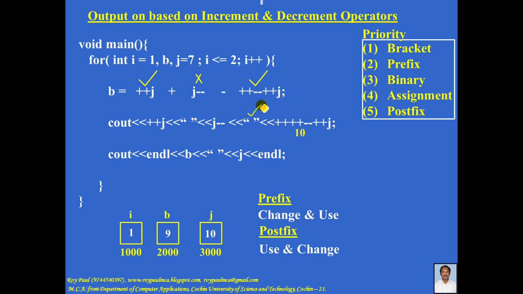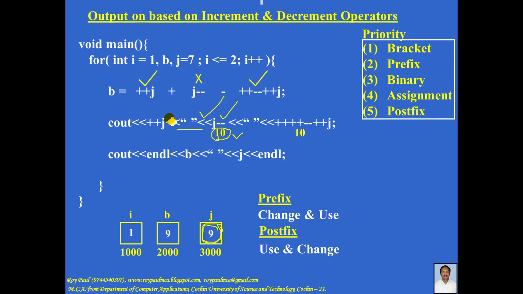Now after this space, this is a postfix operator. So along with the output operator, postfix comes. The rule is use and change, which means J should be used for the output operator. After that change J, J minus minus. So what is J? Your J contains 10. So 10 is used for the output operator, meaning displayed in the computer's monitor. After that J minus minus. So now J becomes 9.